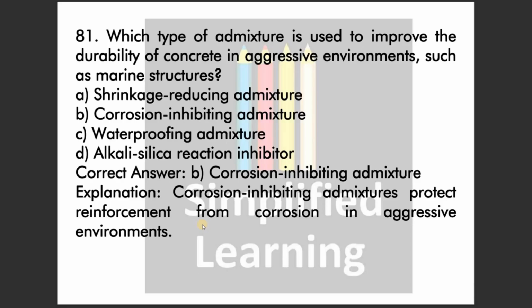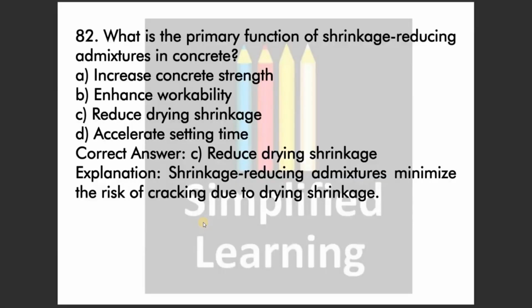admixture. The sea water or marine water has salt content, that is salinity, means chloride ions will be there. That's why chloride ion causing corrosion to our steel or reinforcement is something that we don't want. That's why corrosion inhibiting admixture should be used in concrete which is used for structures that are built in marine environments. Then what is the primary function of shrinkage reducing admixture in concrete?